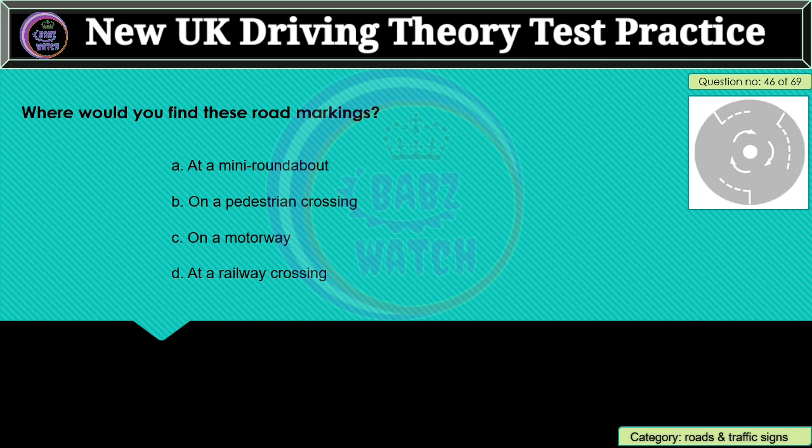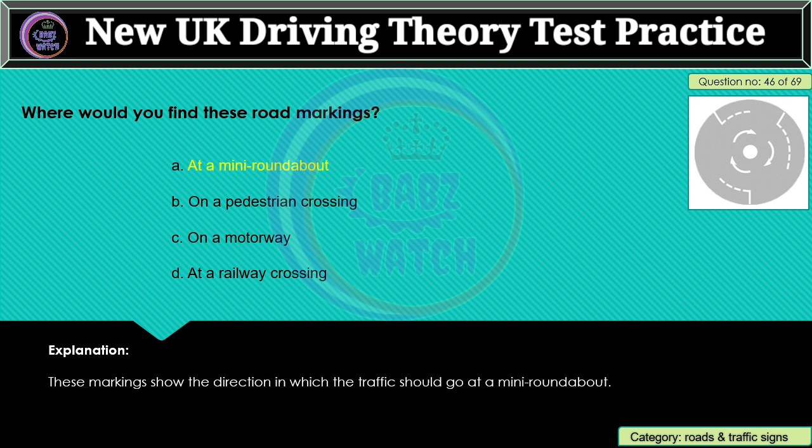Question 46 of 69. Where would you find these road markings? A. At a mini roundabout. B. On a pedestrian crossing. C. On a motorway. D. At a railway crossing. The correct answer is A. At a mini roundabout. Explanation: these markings show the direction in which the traffic should go at a mini roundabout.